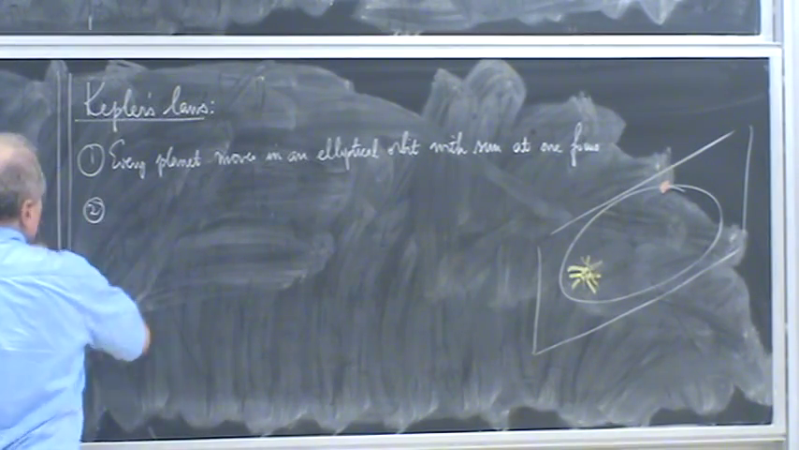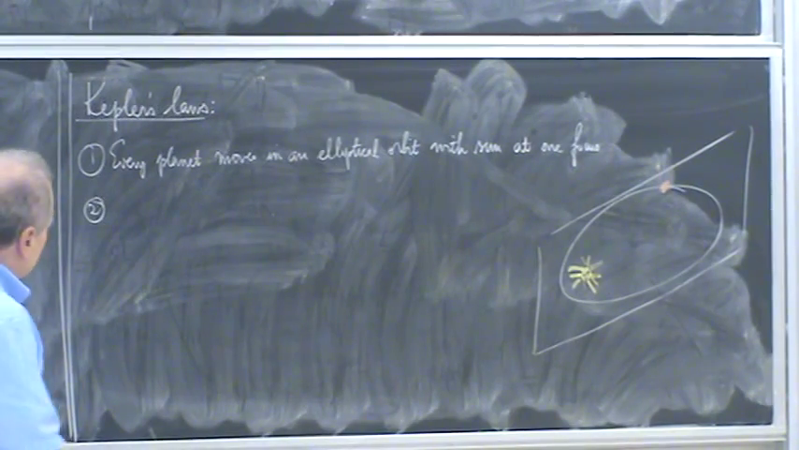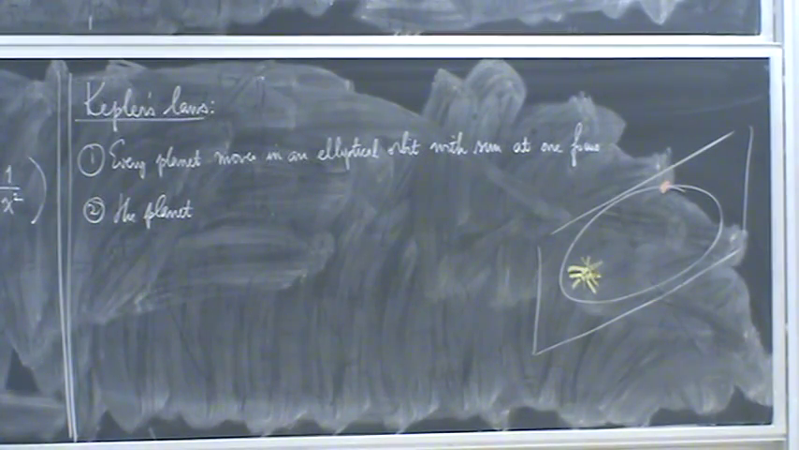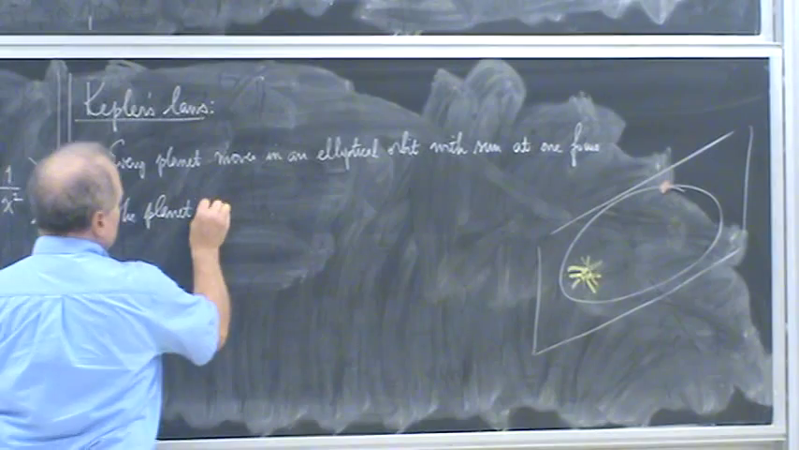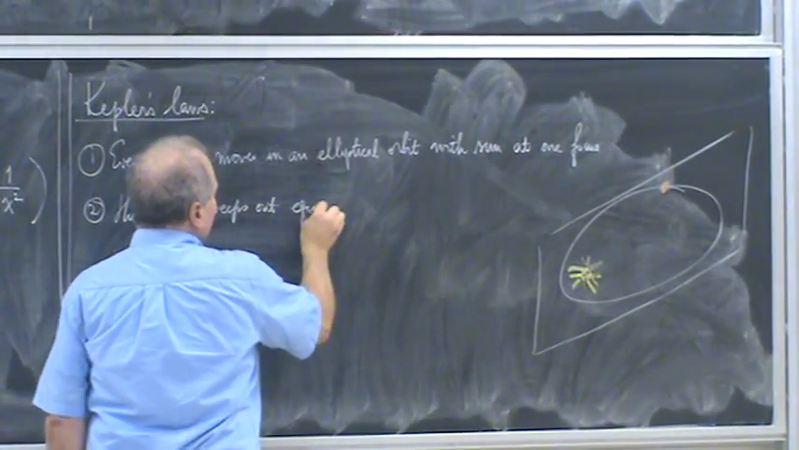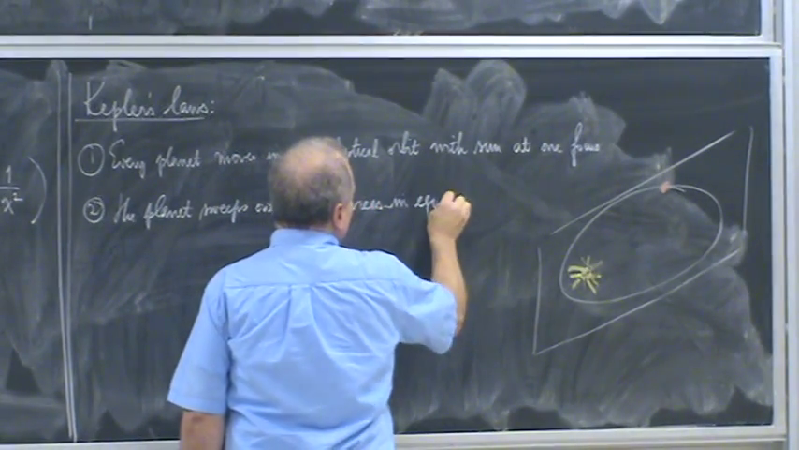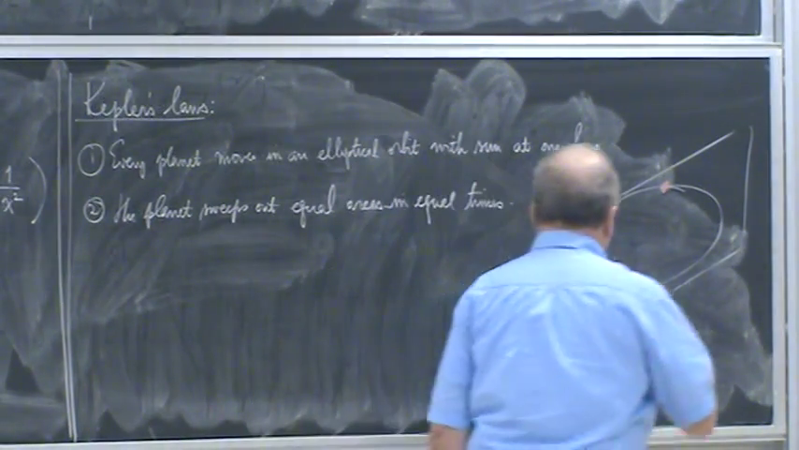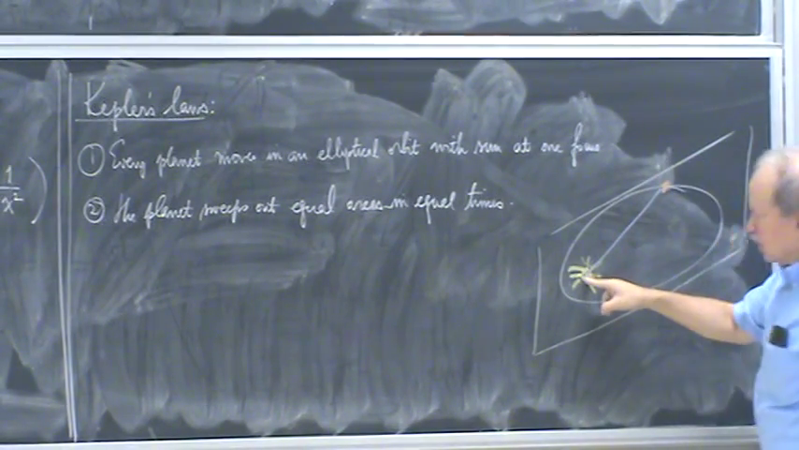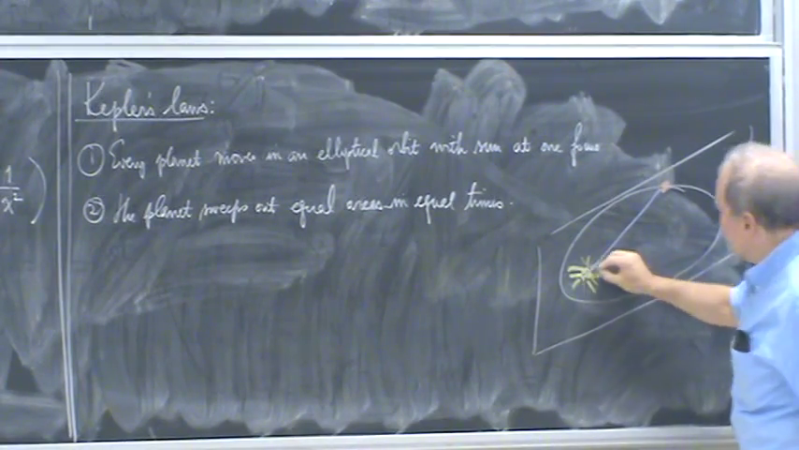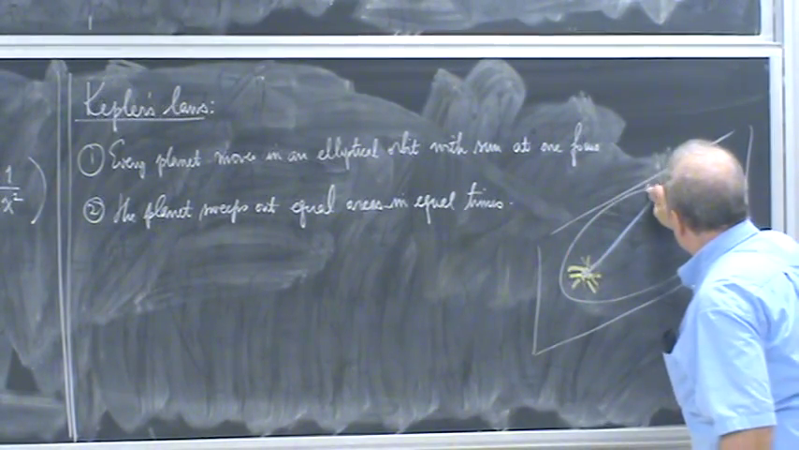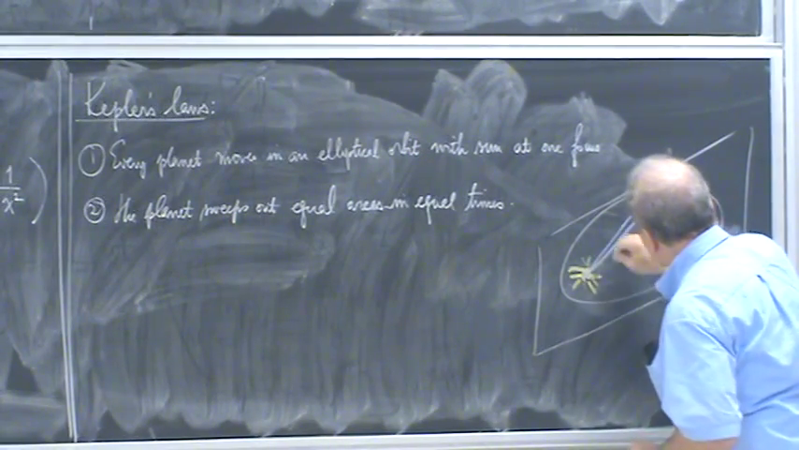Second law said that the planet moves along that orbit not at a constant speed, but in such a way as to sweep out equal areas in equal times. So, in particular, what do I mean by sweeping out area, or what did Kepler mean? You think of the sun as being the origin, you take the vector to the planet, as the planet moves, say in a day, it moves over here, and this would be the area that's swept out in that day.